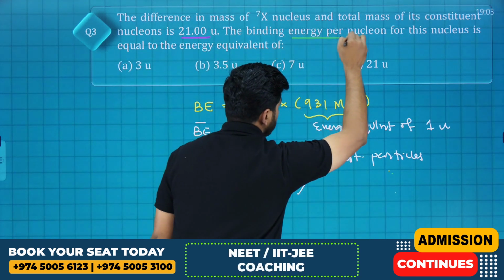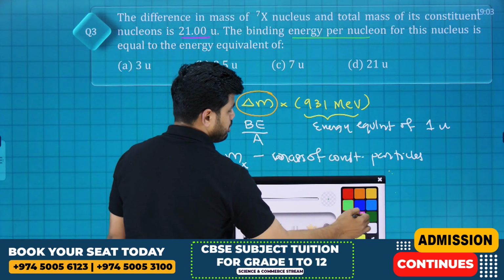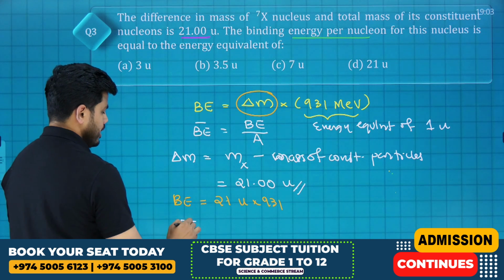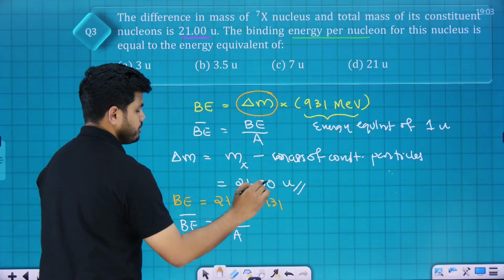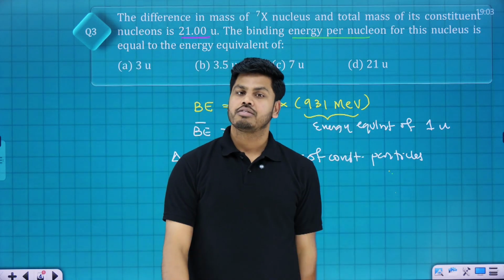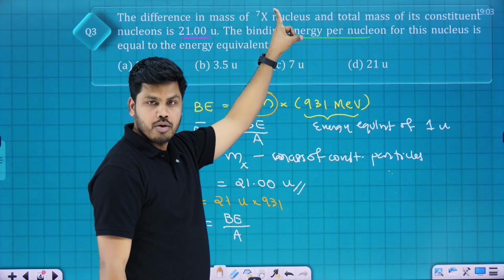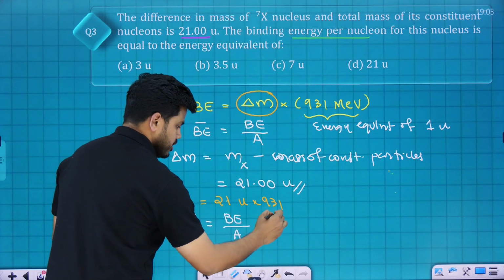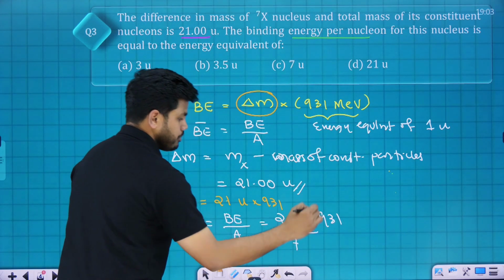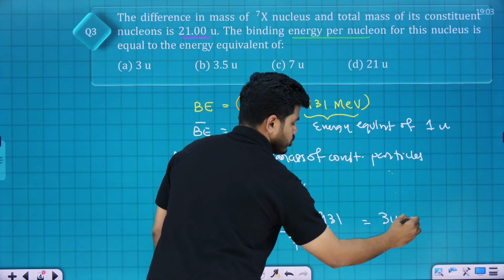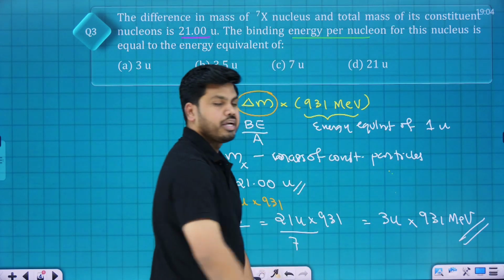Look at the question. It is not about binding energy. It is binding energy per nucleon. So what will be the binding energy per nucleon? From this calculation, we can say the binding energy per nucleon is going to be the total binding energy divided by the mass number, right? What is the mass number of this nucleus? The mass number of the nucleus is given as 7. Look at that, X7. So we have binding energy as 21 atomic mass unit into 931 divided by 7, and we get 3 atomic mass unit into 931 MeV. This is the binding energy per nucleon.